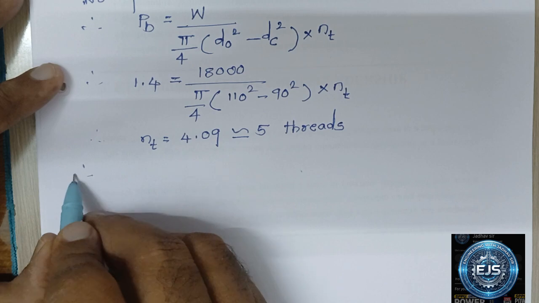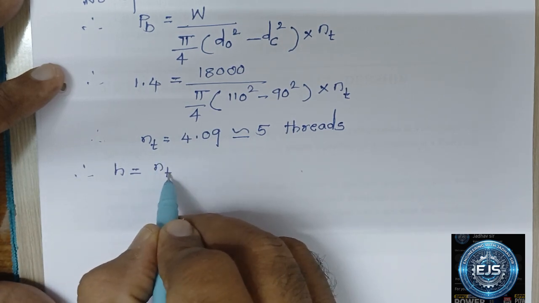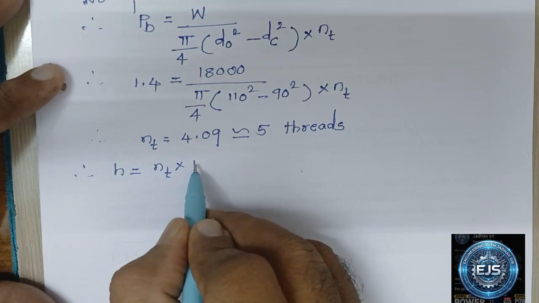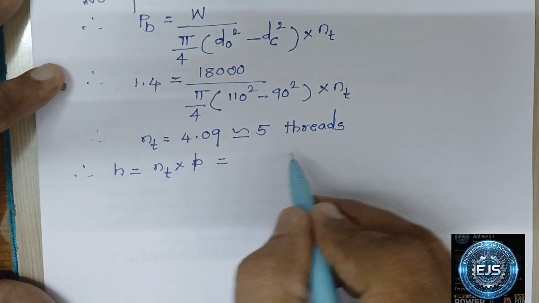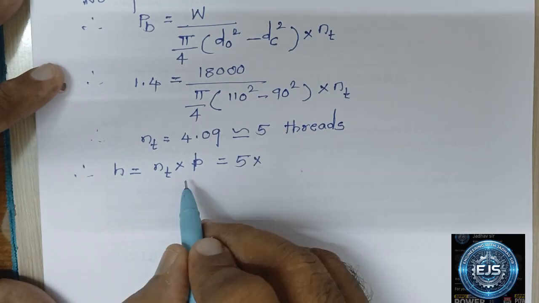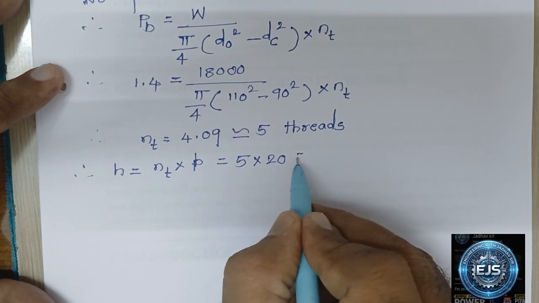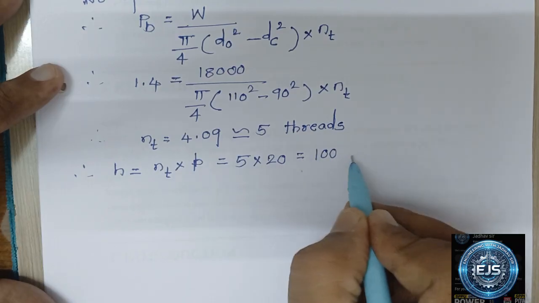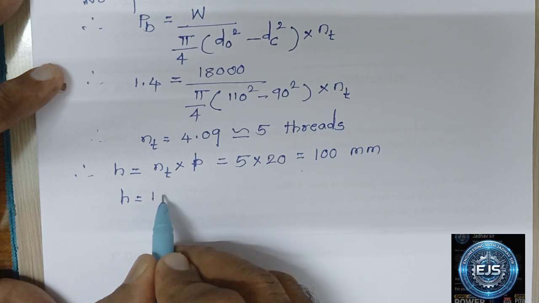Therefore, the height of the nut H is calculated as number of threads which are actually engaged multiplied by pitch. So height of the nut is equal to NT, that is 5, number of threads actually engaged between the screw and nut, multiplied by pitch is 20. So in this case, height of the nut is 100 mm. So this is the second answer for this problem. H is equal to 100 mm.